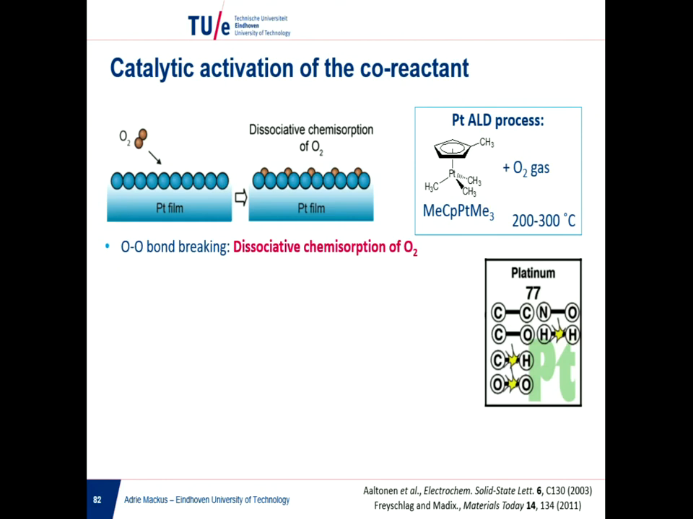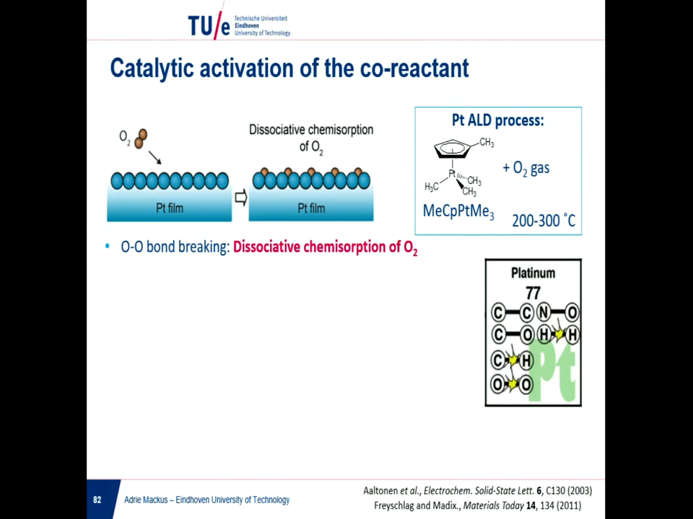So let's look at an example. This is about area-selective ALD of platinum. For platinum ALD, we typically use this ALD process. You have the cyclopentadienyl precursor and oxygen gas. Typically you do this at a few hundred degrees, and I understood that this mechanism was partly discussed yesterday already.